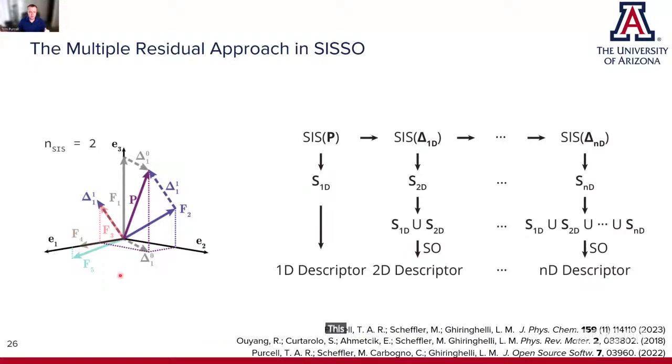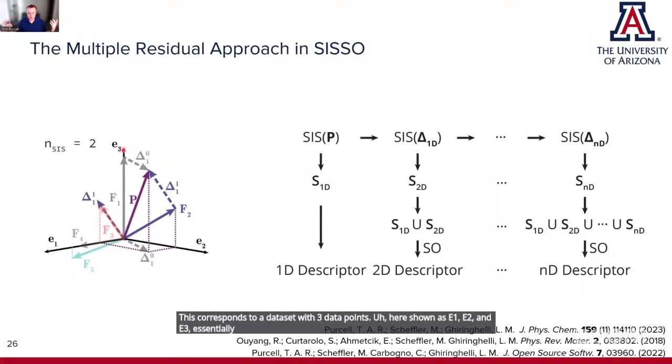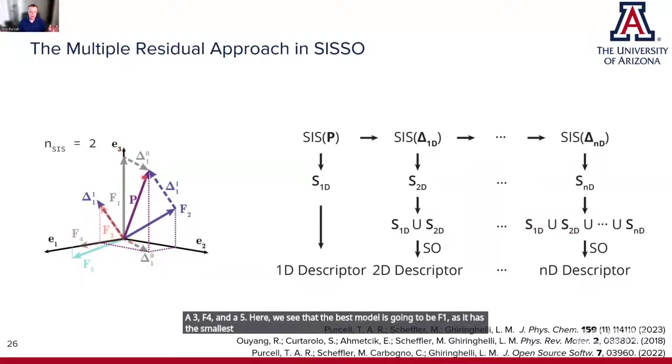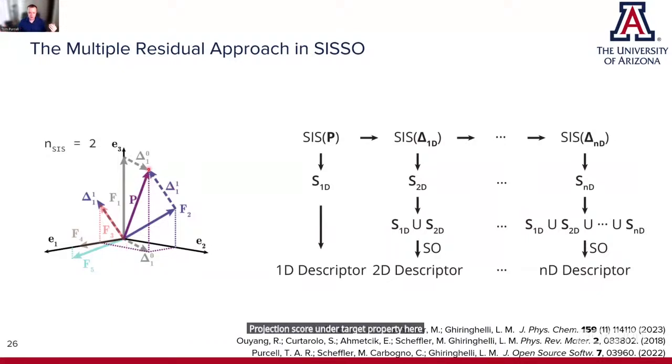This corresponds to a data set with 3 data points, here shown as E1, E2, and E3, essentially setting the unit vectors that span our feature space, and 5 input features: F1, F2, F3, F4, and F5. Here, we see that the best model is going to be F1, as it has the smallest residual and highest projection score on our target property, here shown as this purple vector P. But F2 does do a fairly good job.